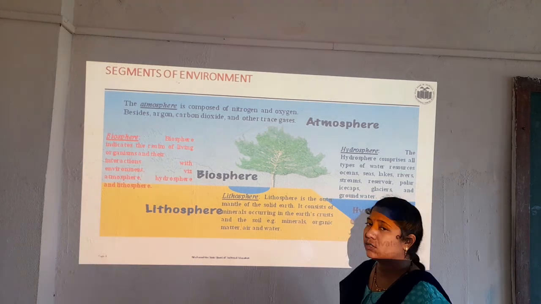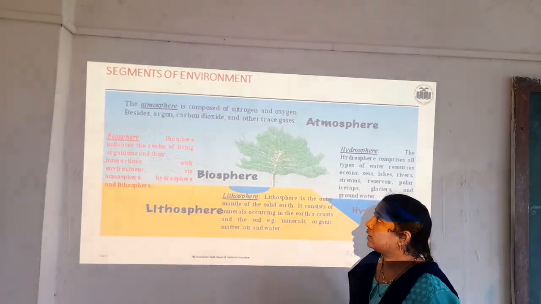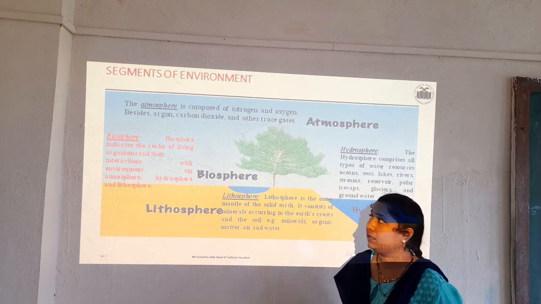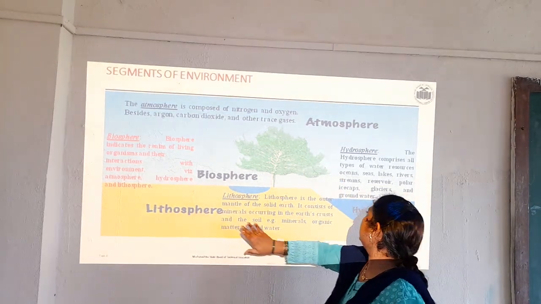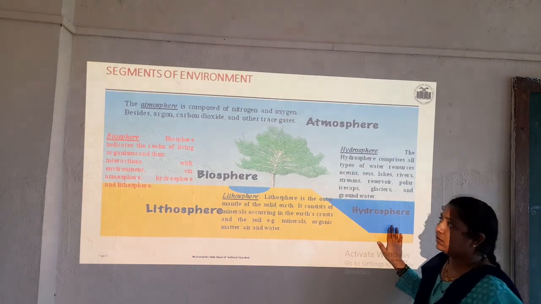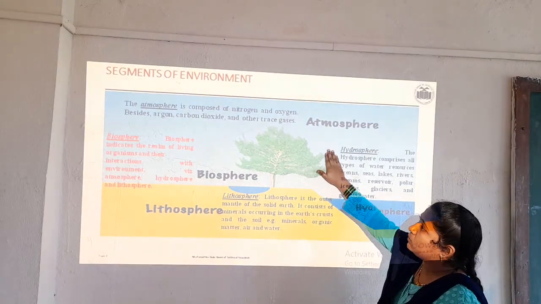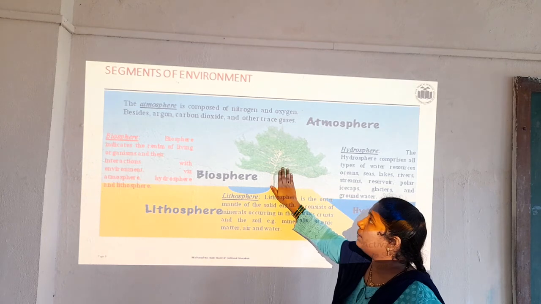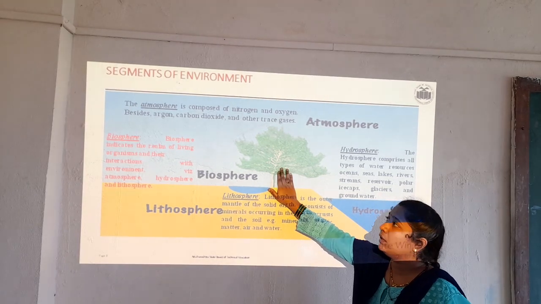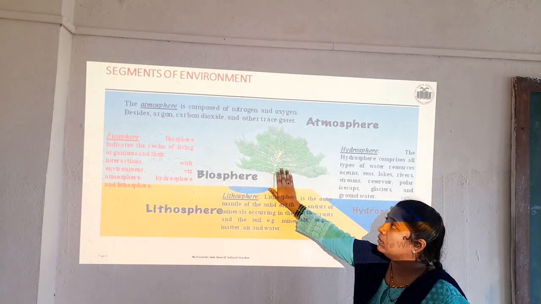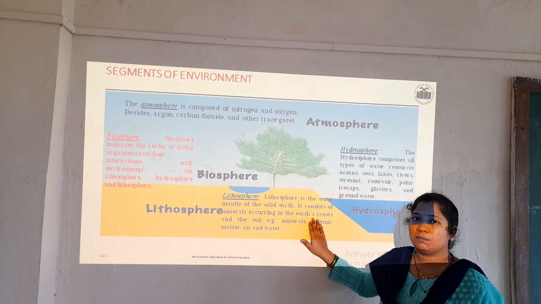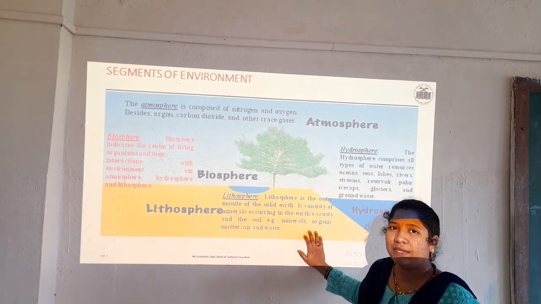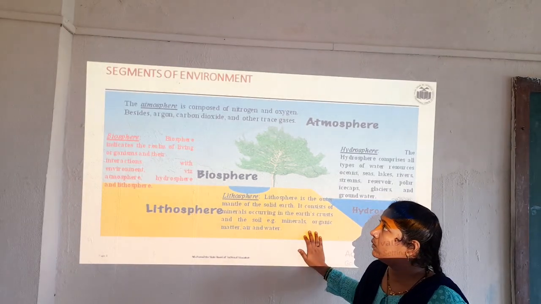Next is segments of environment. There are four segments of environment. First one is atmosphere, biosphere, lithosphere and hydrosphere. So what is meant by atmosphere? Atmosphere is composed of nitrogen, oxygen, besides argon, carbon dioxide and other trace gases. It means the atmosphere is nothing but it contains some gases and air.